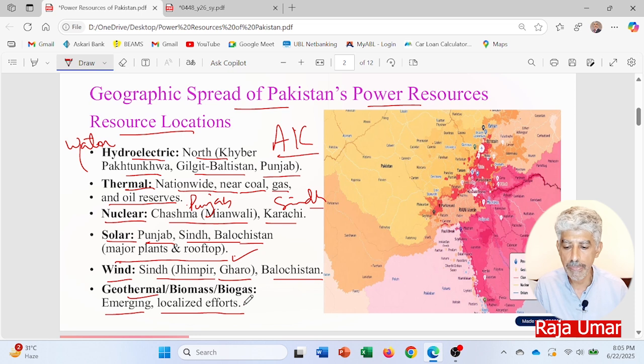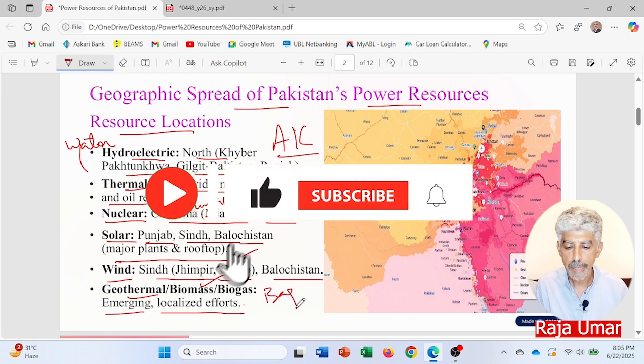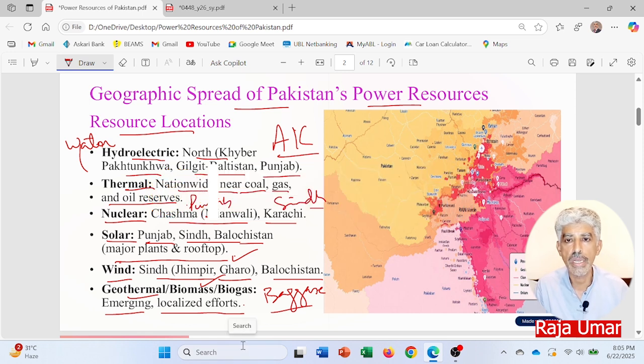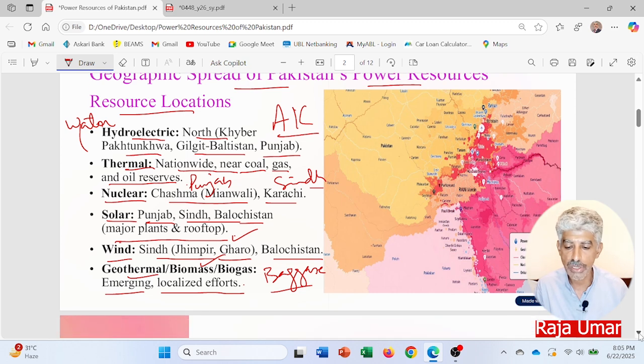So geothermal, biomass or biogas, they are emerging, not really very familiar, and localized efforts are being made by the people. For example, if we talk about biomass, bagasse is used as fuel in the sugar industries. The husk of the crushed sugar cane is used in the same industry to generate power for that industry. So that is one really good example, that the waste of the sugar cane is used in the sugar industry to generate power.